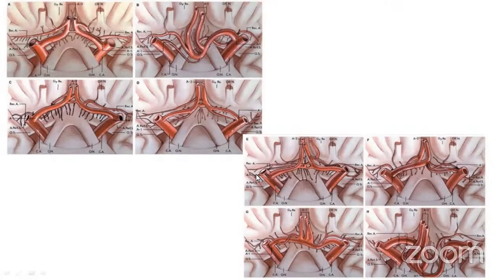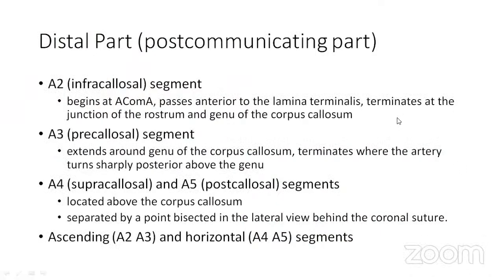So here you can visualize the anterior perforating arteries arising laterally from the A1s. Here you can further visualize anterior perforating arteries arising from the lateral aspect of A1 and running into the surrounding adjacent areas. So previously what we were studying was the proximal part, just pre-communicating. Now we are studying the distal part, post-communicating.